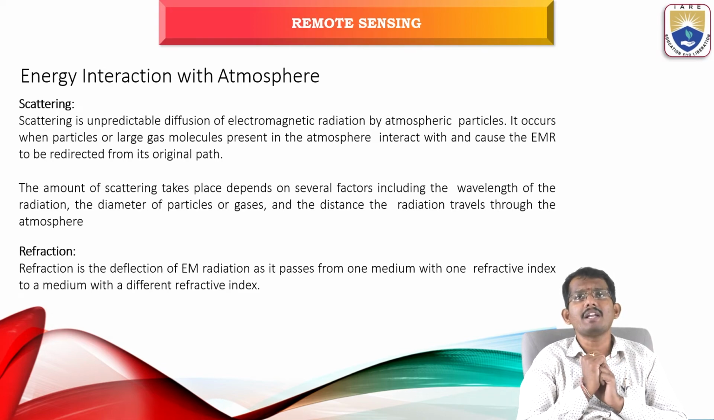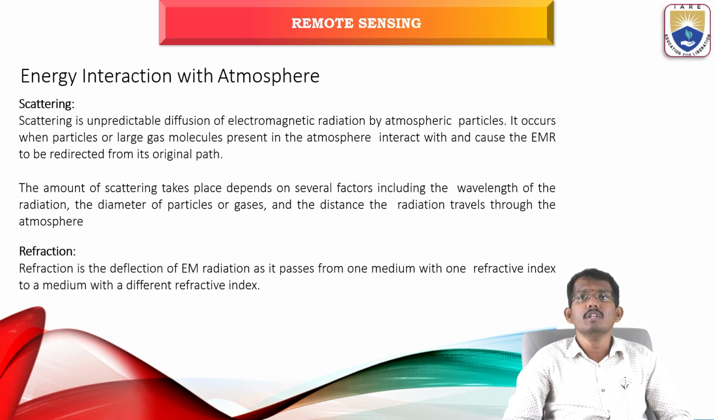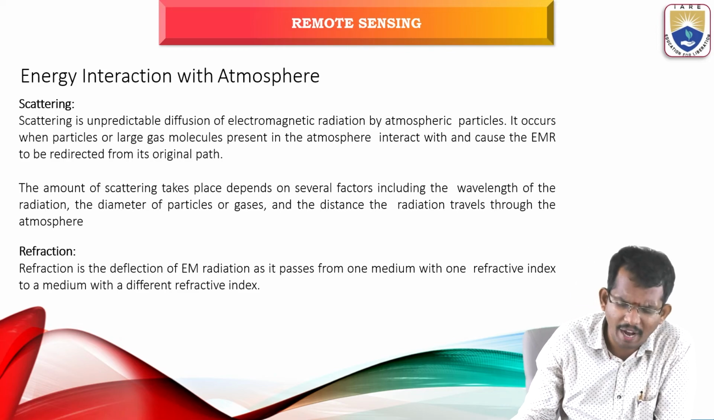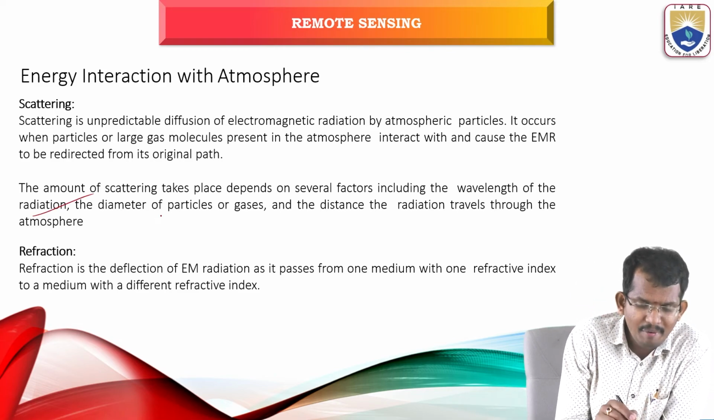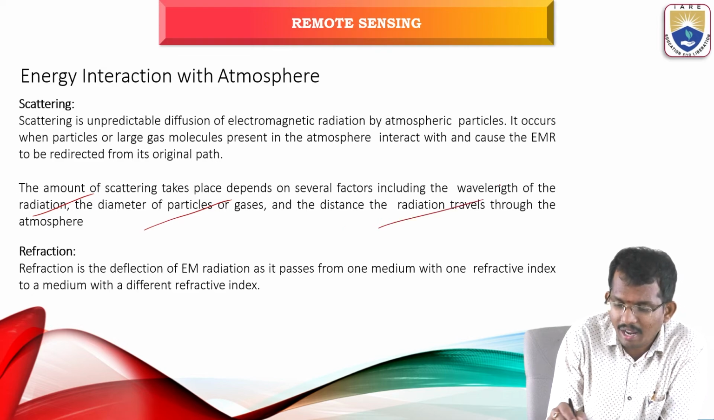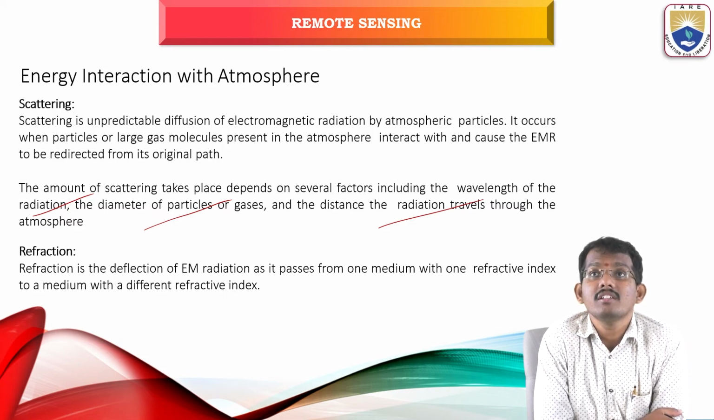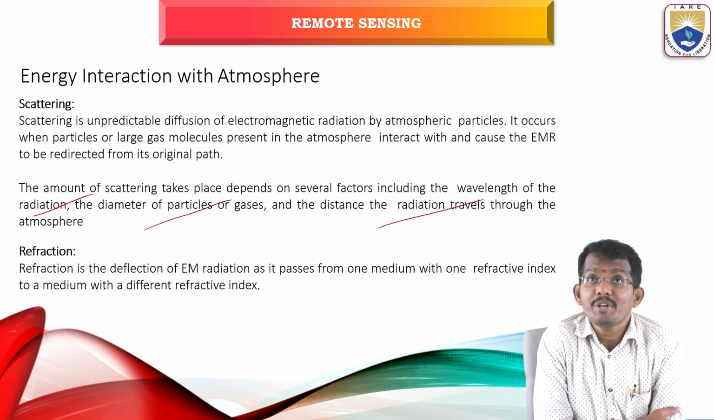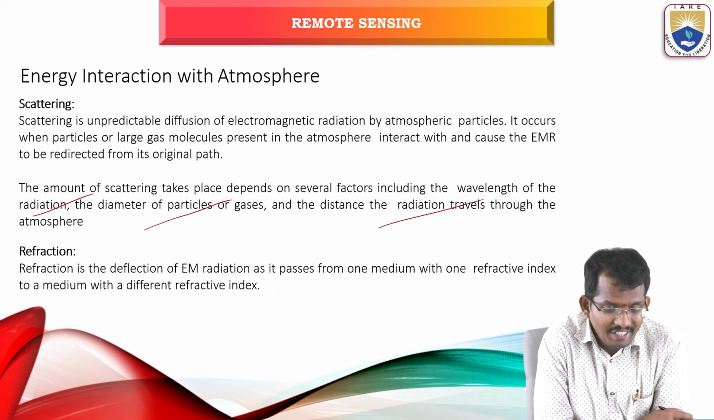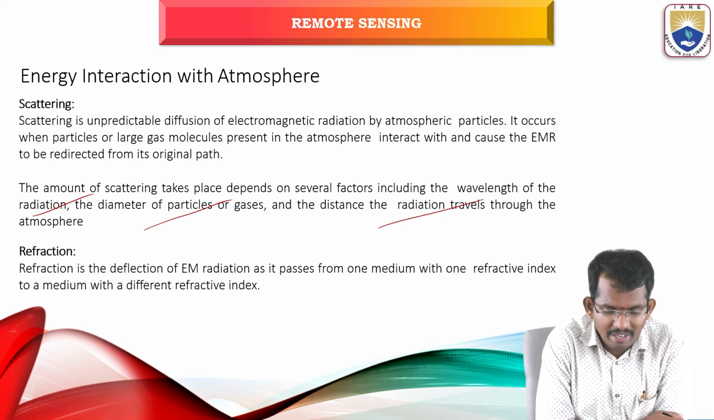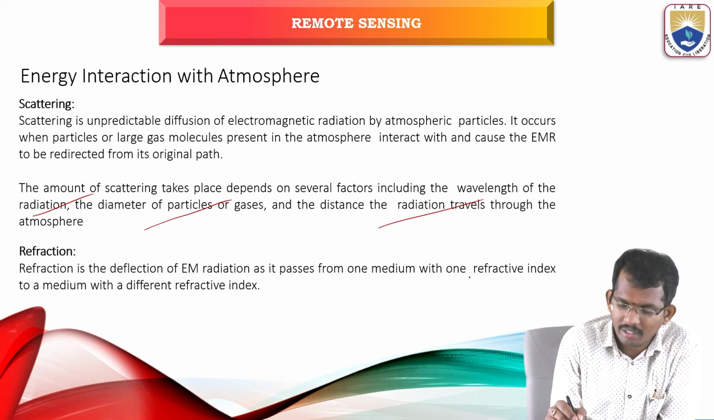When large gas molecules present in the atmosphere interact with EMR and cause it to be redirected from its original path, that's called scattering. The amount of scattering depends on several factors, including the wavelength of the radiation, the diameter of the particles or gases, and the distance the radiation travels through the atmosphere. So it's unpredictable diffusion of radiation by atmospheric particles, and it happens due to the large number of gas molecules present in the atmosphere. This is called scattering.